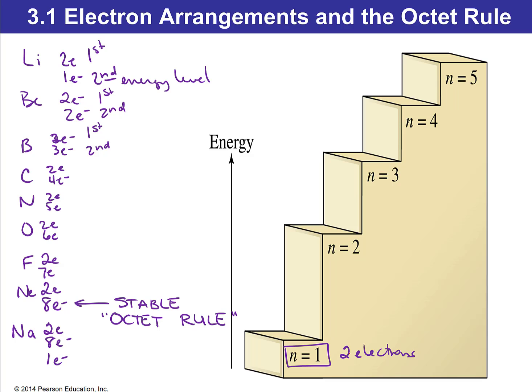So 2 electrons create stability in the first energy level, 8 electrons create stability in the second energy level. The third energy level can actually hold 18, but 8 electrons still creates this stability. Same thing for energy level 4. It can hold more, but 8 electrons is the stable arrangement, and that's where this octet rule came about.